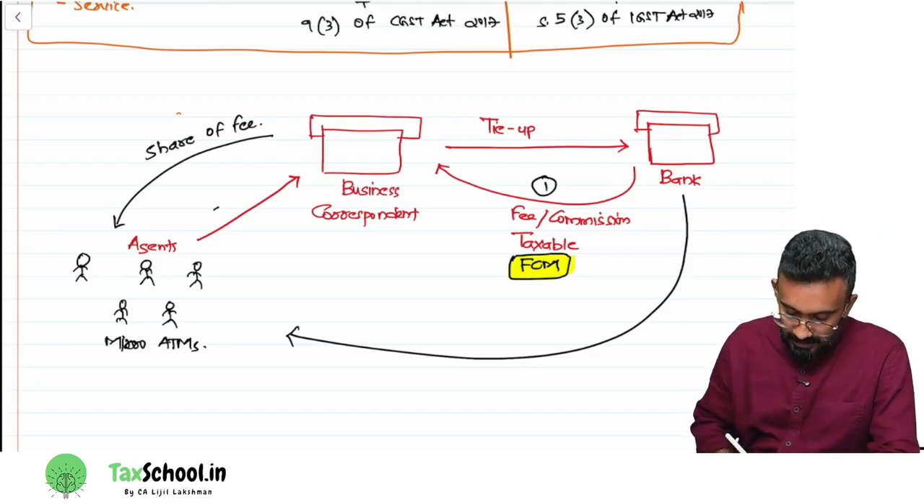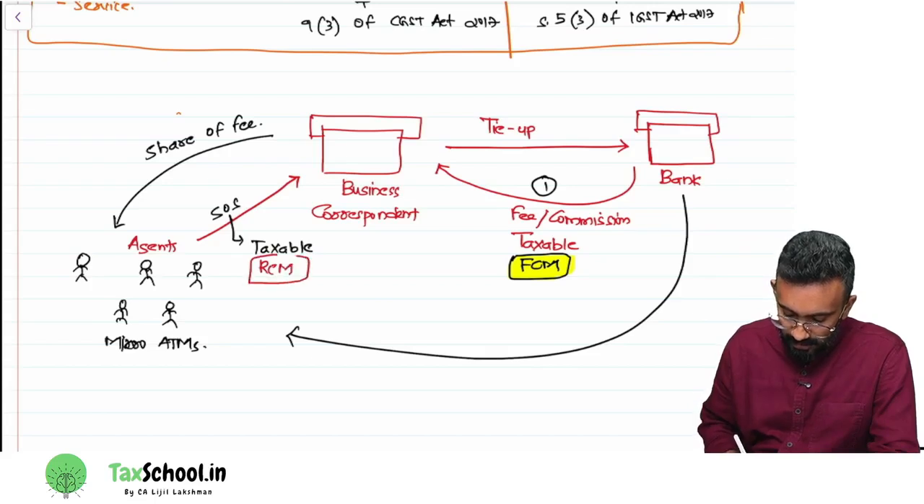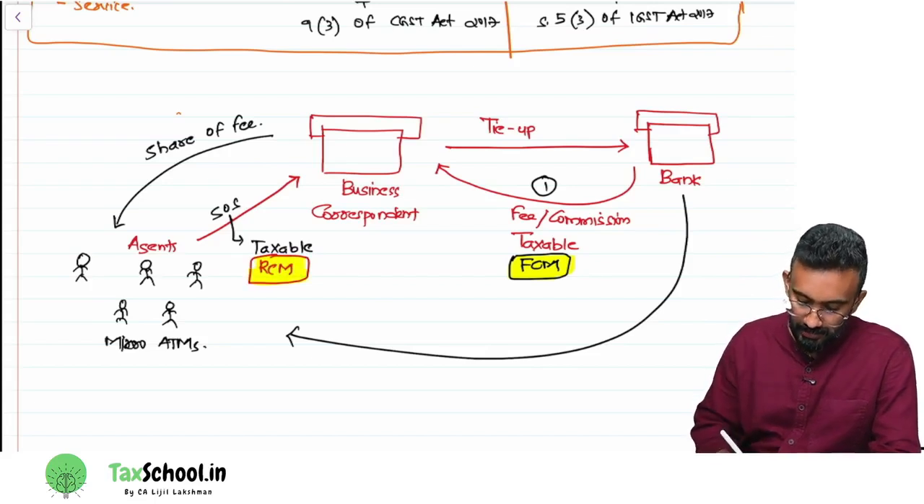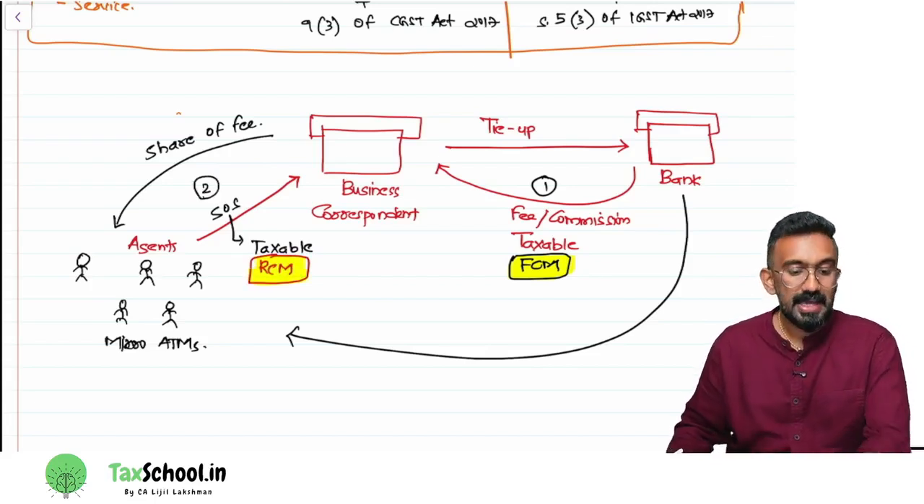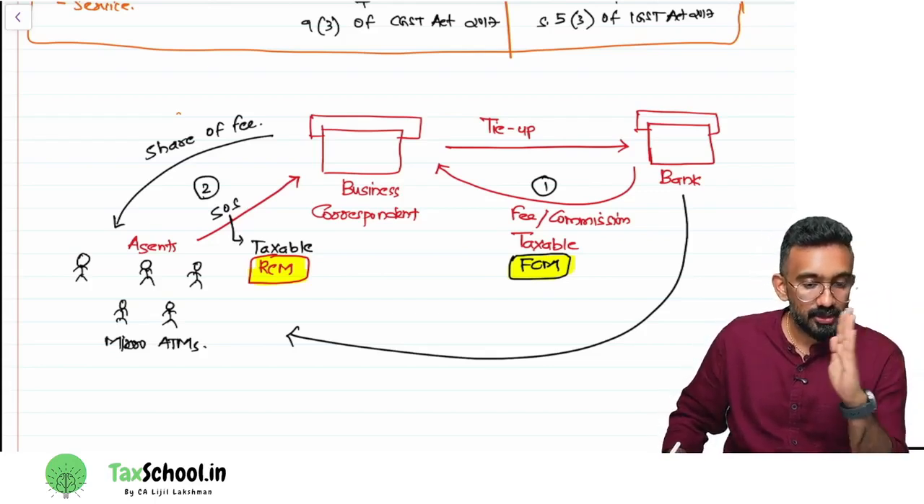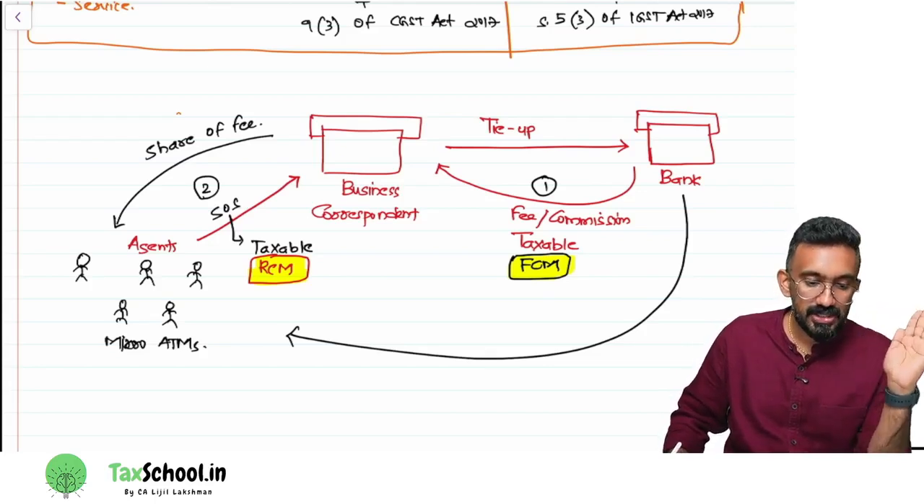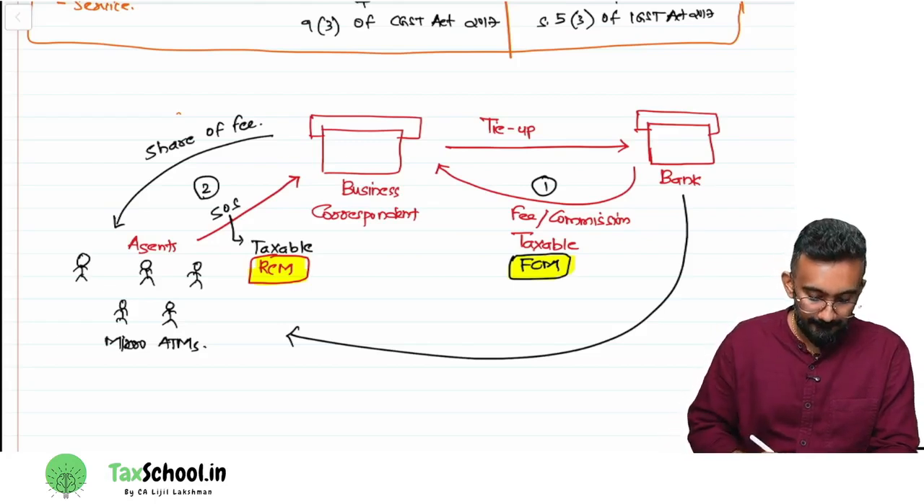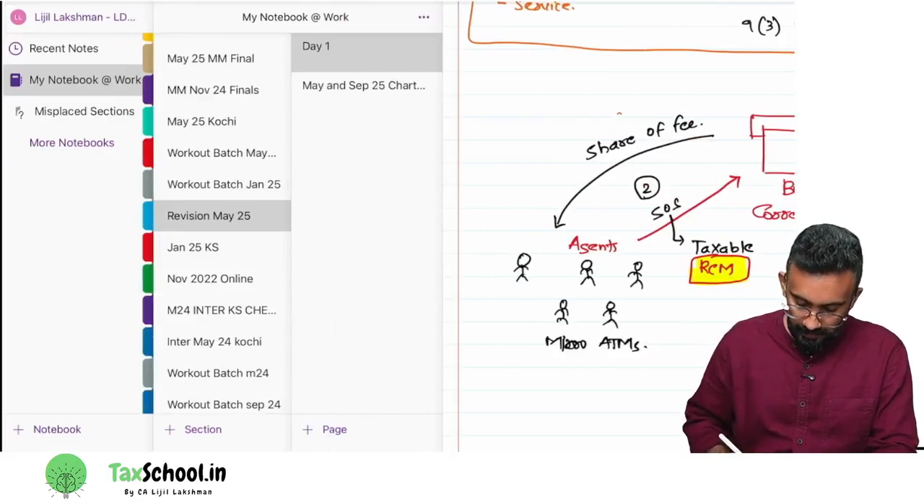Is this supply of service taxable? It is taxable. Who will pay tax on this? It is taxable under RCM. Who will pay? The business correspondent will pay. So this transaction, I would call transaction number 2. So the business correspondent transaction happens in 2 segments. One is business correspondent to bank, which is under FCM. Another is agent to business correspondent, which is taxed under RCM. Is it clear to all of you? Let me give you a summary for this.